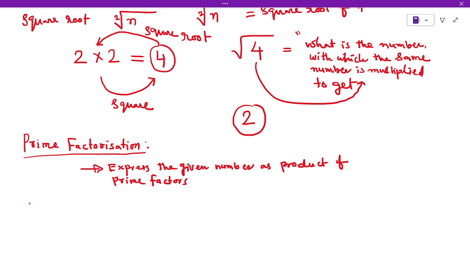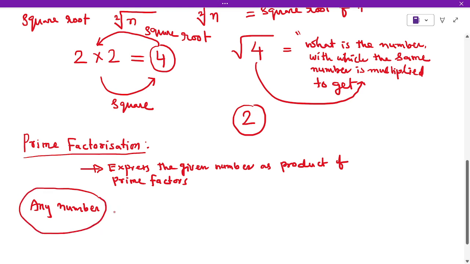A prime number is nothing but a number that has only two factors. You take any number. If you are saying this number is a prime number, how can we say it has only two factors? What are those two factors? One is the number itself, and the other is 1. If a number has only these two factors, the number itself and 1, then that particular number is said to be a prime number.